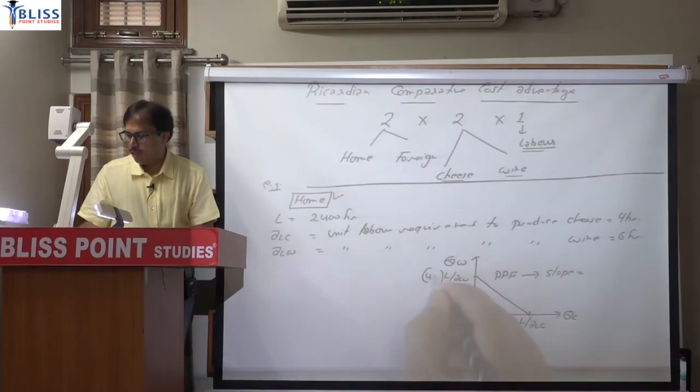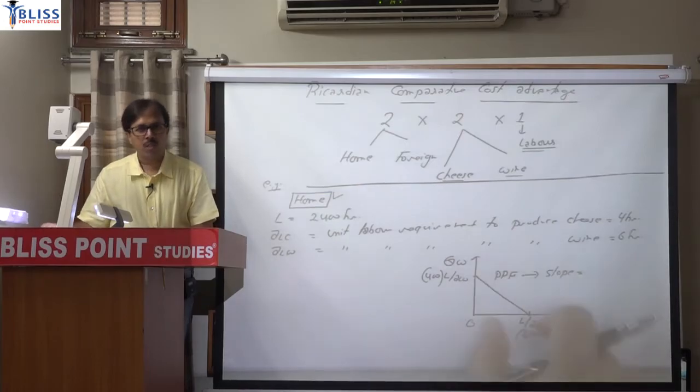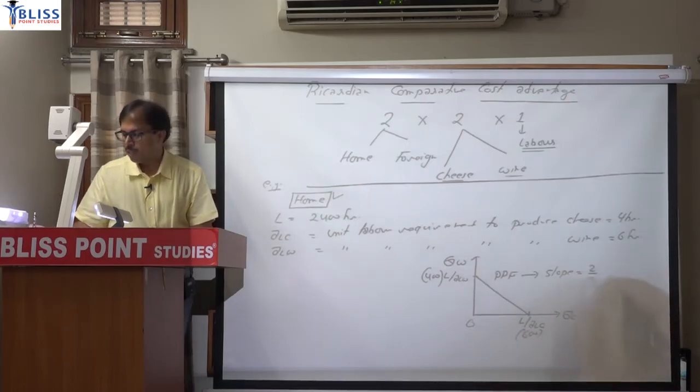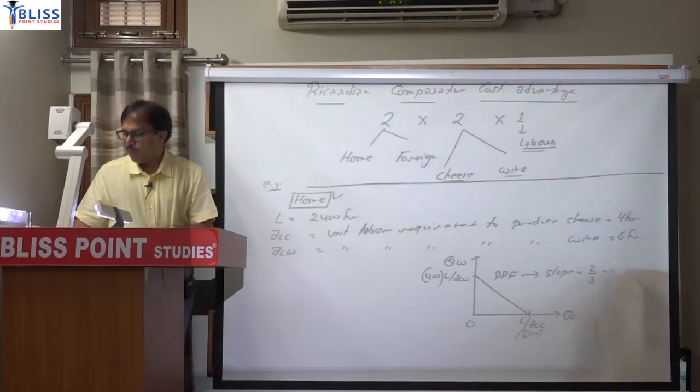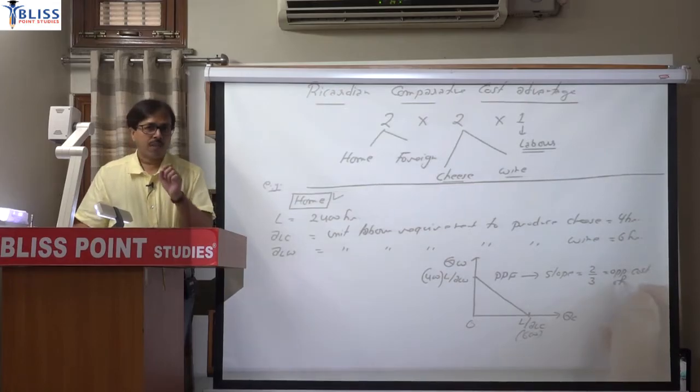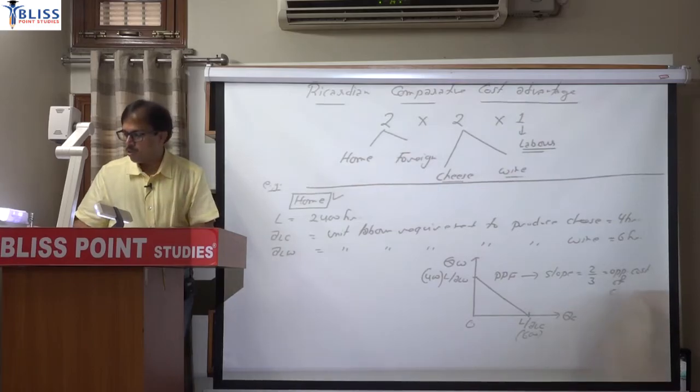This number is in fact 400 and this number is 600. So if you want to calculate slope, it is perpendicular by base. So it is 4 upon 6, that is 2 by 3. And what does this 2 by 3 measure? In fact, slope of the PPF. This 2 by 3 measures opportunity cost, and it is the opportunity cost of that good which is written on the x axis. I repeat, it is the opportunity cost of that good which is written on the x axis. So it is the opportunity cost of cheese.